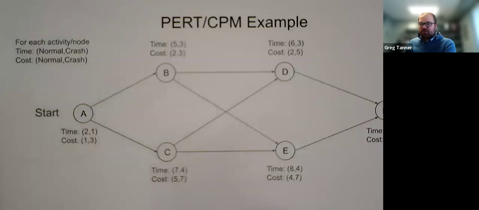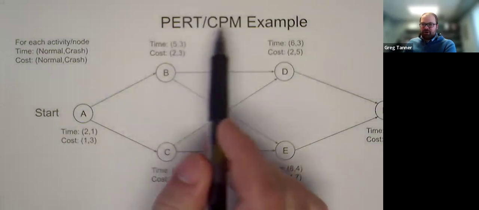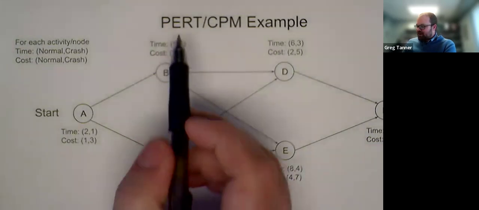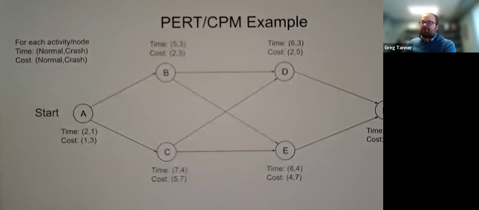Okay, welcome to another network optimization video. This one is talking about PERT slash CPM. I think these two acronyms have sort of been glued together. PERT stands for Program Evaluation and Review Technique, and CPM stands for Critical Path Method. And these are some techniques that are used to evaluate a project that has several steps along the way.